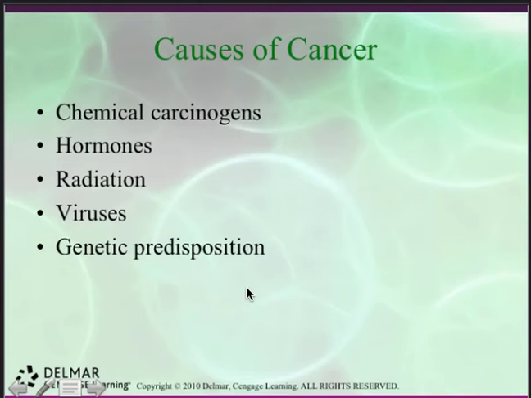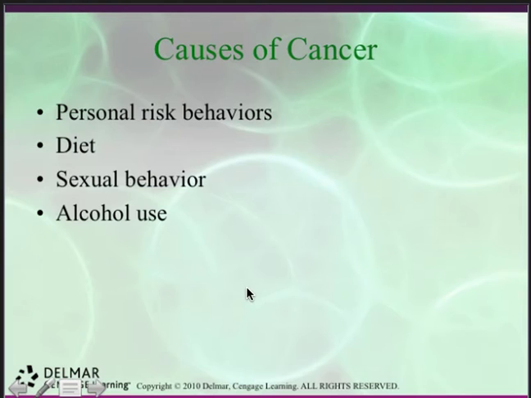We can be born with a makeup of genes that makes us more likely to come down with certain types of cancer due to defects that were present at birth that make us more prone to developing a neoplasm. What are some other causes of cancer? Well, there's personal risk behaviors, which include exposure to the things that cause cancer. There's diet, sexual behavior, and also alcohol use.